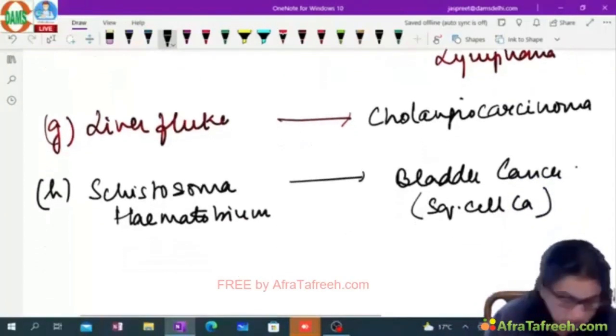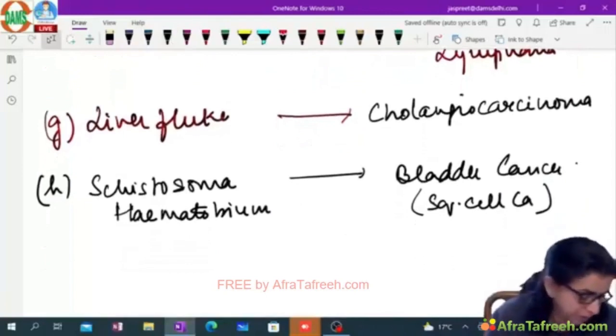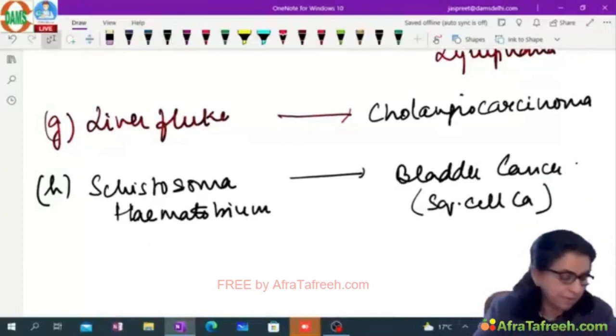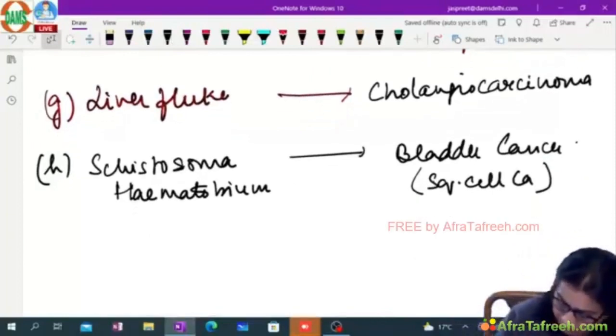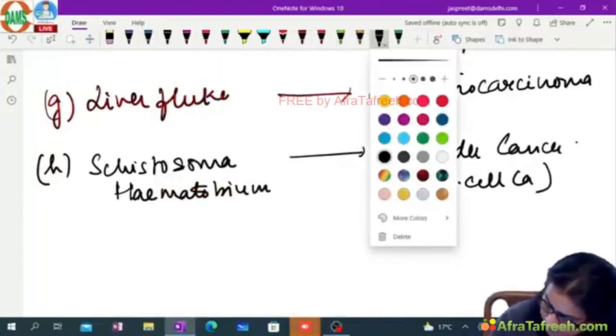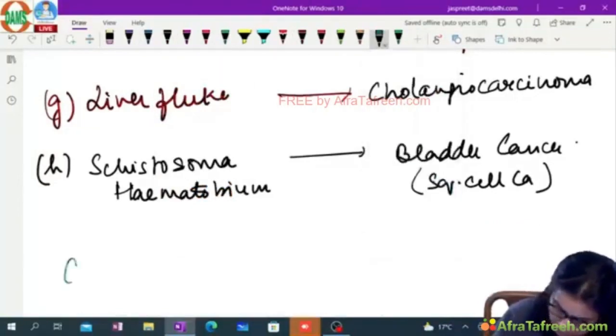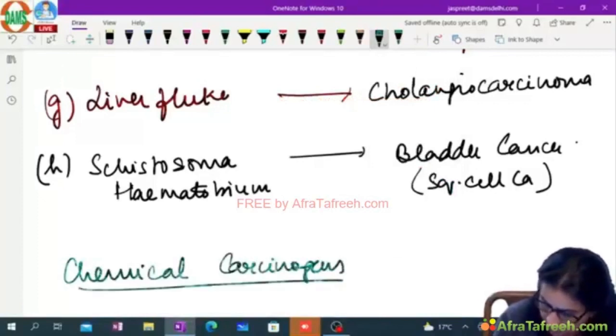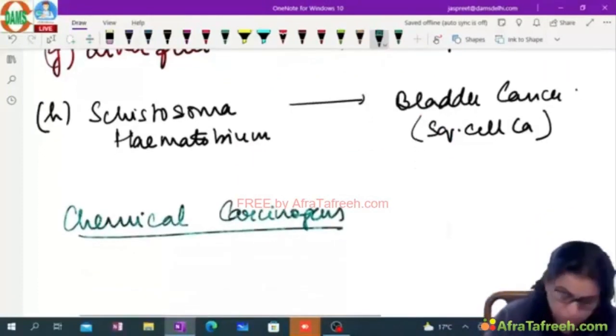Now let us come to the chemicals that can cause cancer. So let us look at chemical carcinogens.